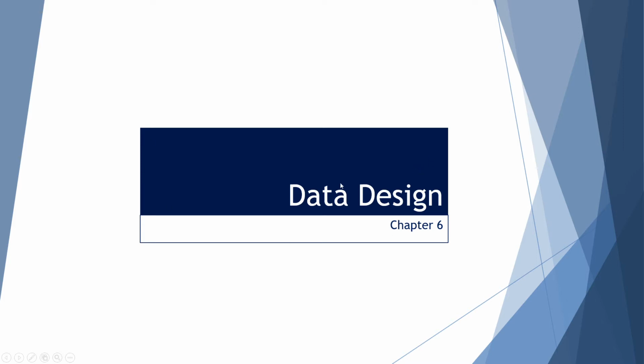So for today we are going to learn chapter 6, about data design. During the system analysis phase, you created a logical model of the system. For now, you must decide how data will be organized, stored and managed, because these are important issues that affect data quality and consistency.